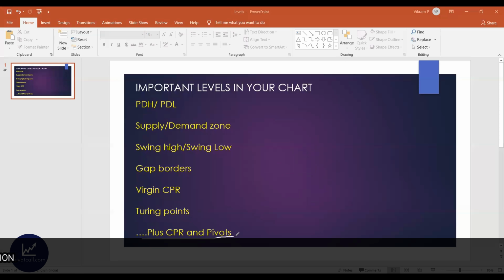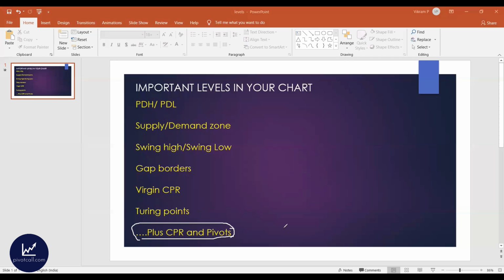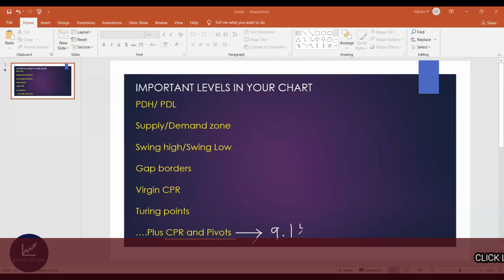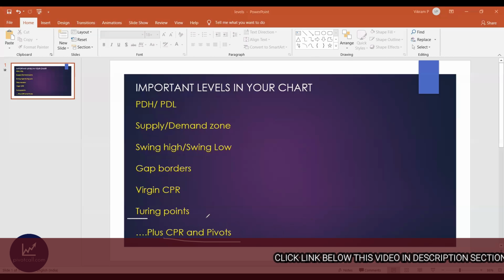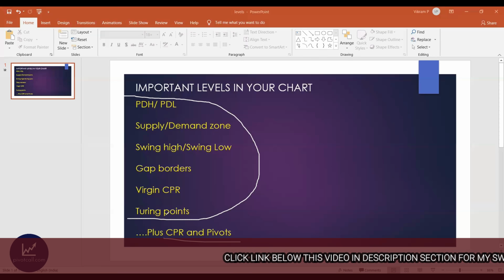Then CPR and pivots. Why did I mention this at the end? Because the CPR and pivot points automatically come on your chart once the market opens at 9:15. The moment the market opens, you can see this. Other levels you have to mark manually. But today I am going to show you how to mark these levels on your chart.